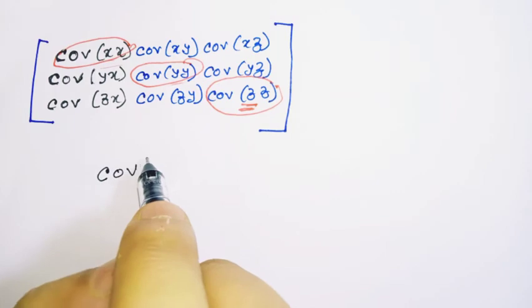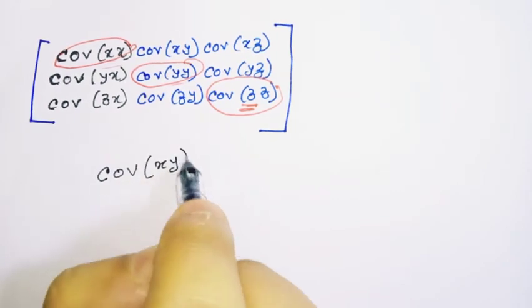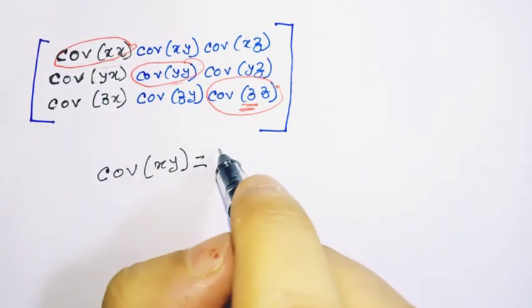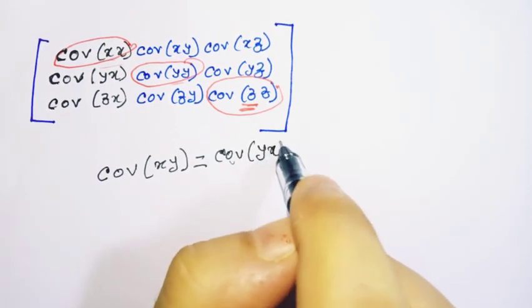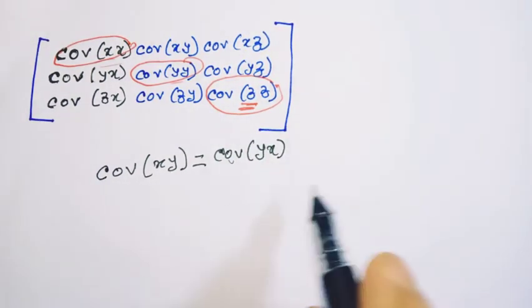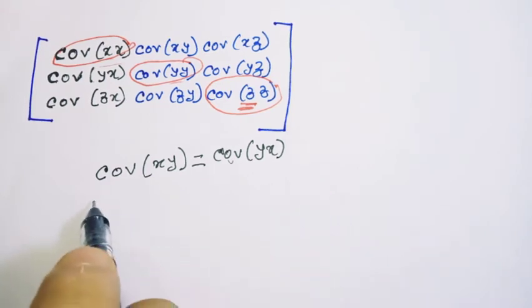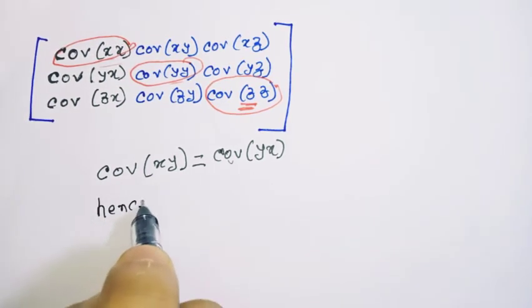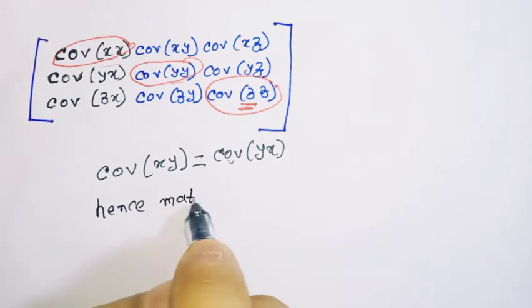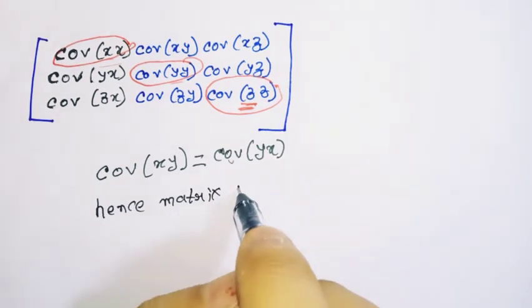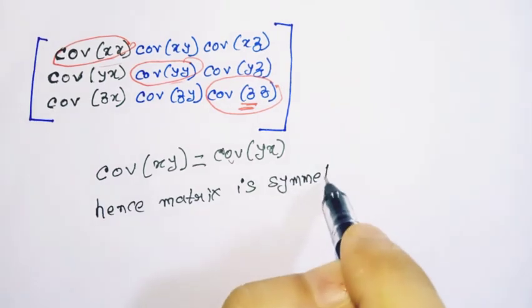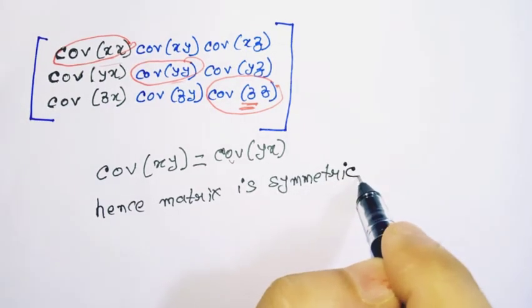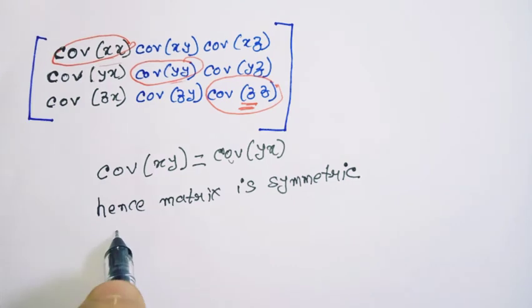So I can write here what we have learned: the covariance of x and y equals the covariance of y and x. Hence the matrix is symmetric about the diagonal.